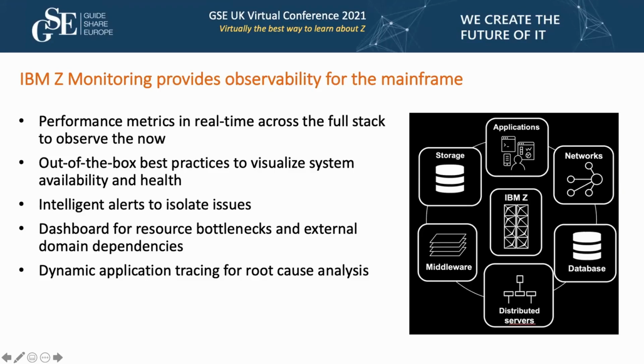Along with that, we give a lot of out-of-the-box best practices to visualize your system availability and health, and some intelligent alerts so that it's easier to know when you have a problem, where the problem is, and how to quickly go about isolating and fixing it. We have some special dashboards for things like resource bottlenecks and external domain dependencies to make it easier for you to quickly get to the root of a problem and get it fixed. And of course, we offer dynamic application tracing when you really need to do some deep root cause analysis.